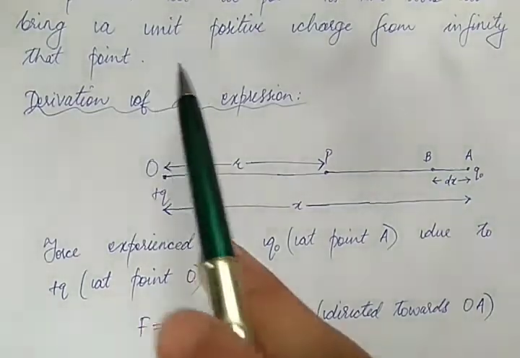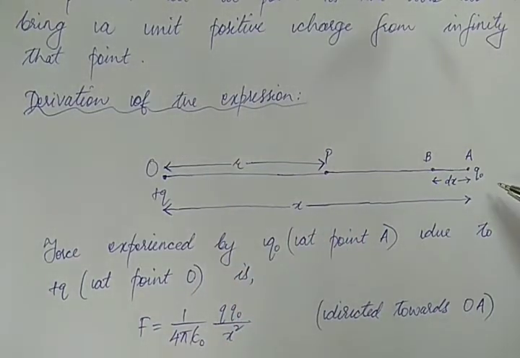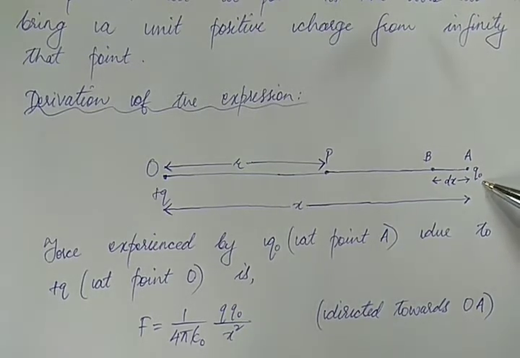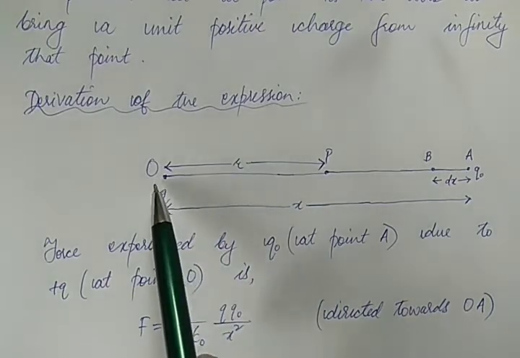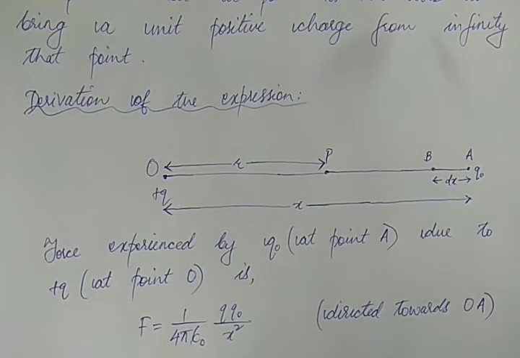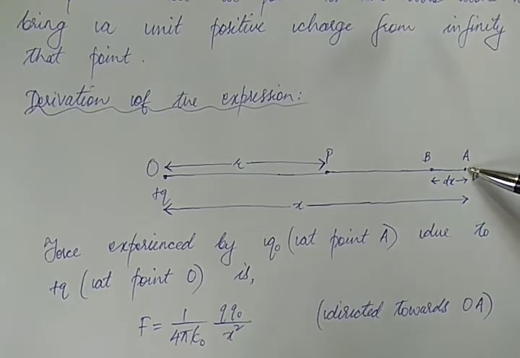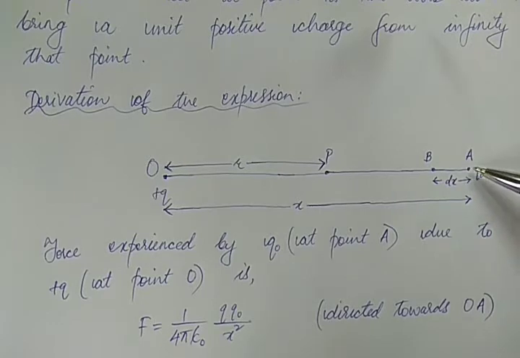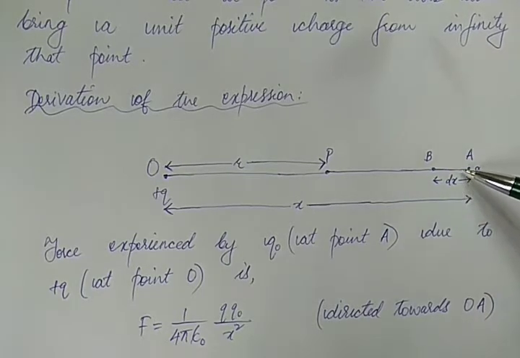Now, instead of a unit positive charge, let us consider a positive charge Q naught. So Q naught means plus Q naught. So we have a charge plus Q naught at point A. Now, this point A is at a distance x from point O. What we will see is the work done to bring plus Q naught from point A to point B by displacing it by a small distance dx.